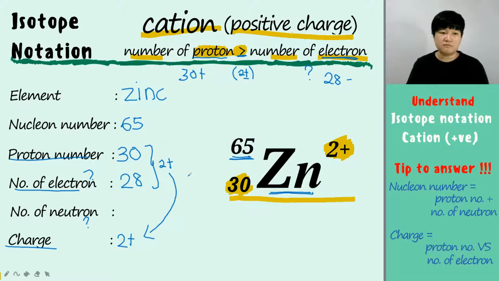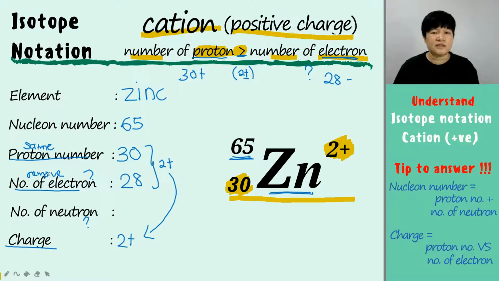Simple, easy. Tips over here: number of proton must remain the same all the time. Number of proton cannot change. The only thing that can change is your electron, because your electron right now is being removed. Electron is the only thing that we can remove or add in. Proton must remain the same.